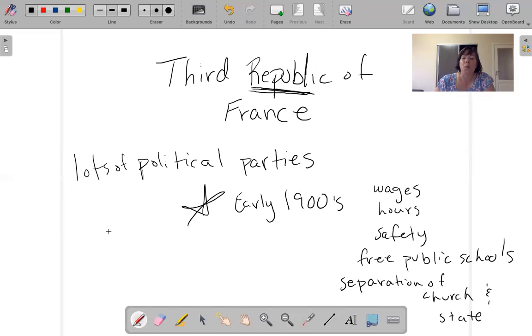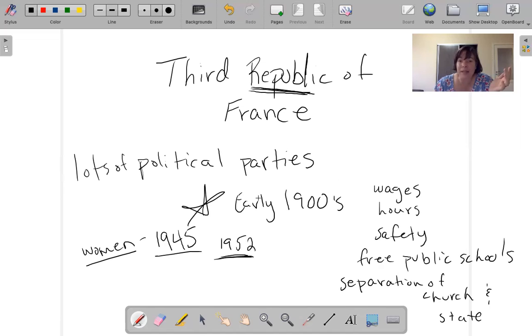And women, while they fought and fought for rights, women didn't get to vote in France until 1945. And I know that sounds like a really long time ago for you. So let me tell you, my parents were born in 1952. So my grandparents were already adults and already married before women in France could even vote.